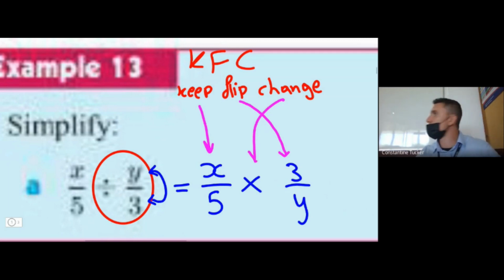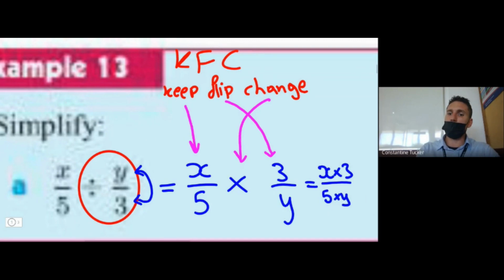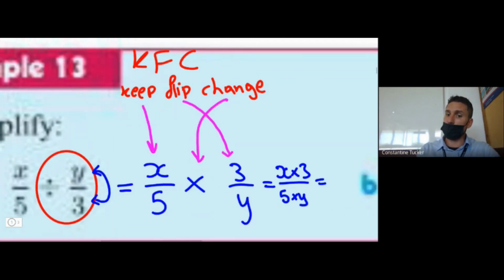Now I know these two are swapped around. Yes, somebody came up with this trick thinking keep, flip, change, and then they just couldn't do it KCF. It wouldn't sound very nice. But anyway, this is the idea. And now, how do we do it? 5y, 3x. Exactly. So on top we multiply, and we multiply in the bottom as well. And now as said, we can simplify this to 3x divided by 5y. And boom.